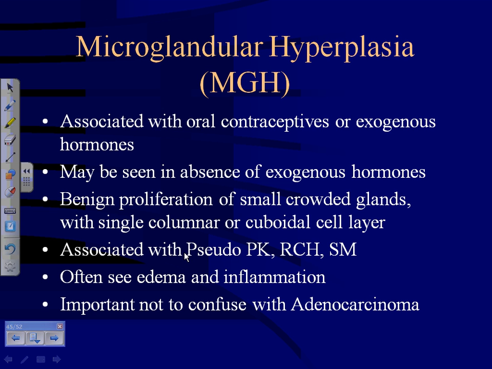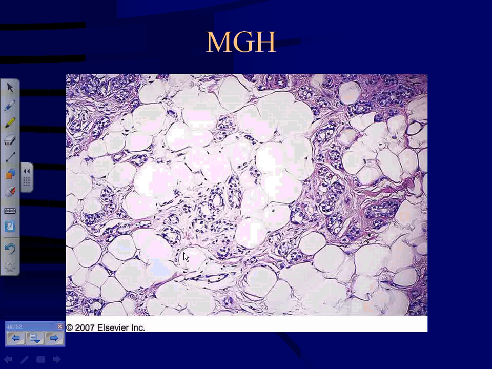Sometimes the glands will get a little flattened. Instead of having a nice columnar shape, you'll see cuboidal cells instead. And sometimes they can get inflamed, and then you'll see some reparative and degenerative changes, including pseudo-koilocytosis, reserve cell hyperplasia, and even squamous metaplasia. Often you'll see edema and inflammation in the background, especially when there is inflammation happening. And it's certainly important for us not to confuse the small glands with adenocarcinoma, which we'll learn about later.